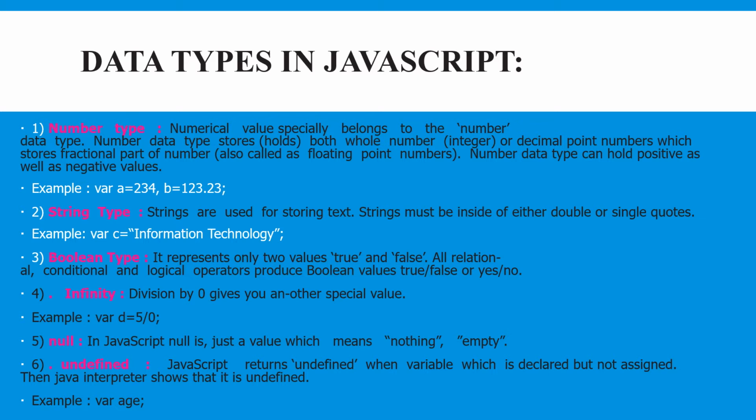Nothing you will define. And undefined. JavaScript returns undefined when a variable is declared but not assigned. The JavaScript interpreter shows that it is undefined. For example, now if you define variable age, but the value of age is not defined here, so age is an undefined variable. Like that we can say where the values are not defined.